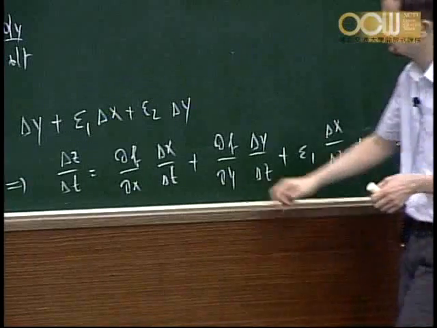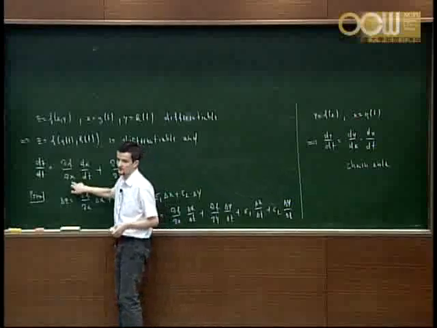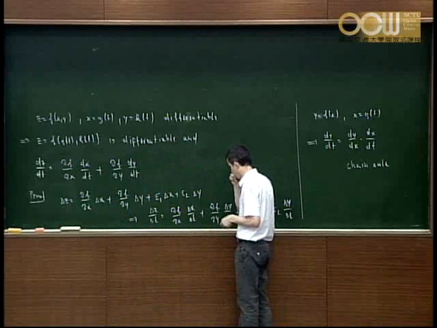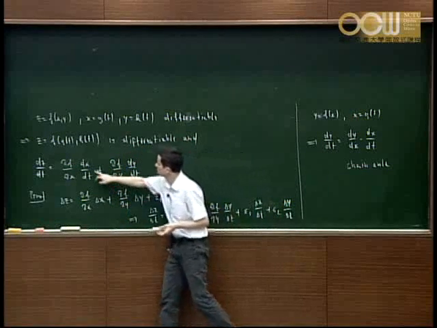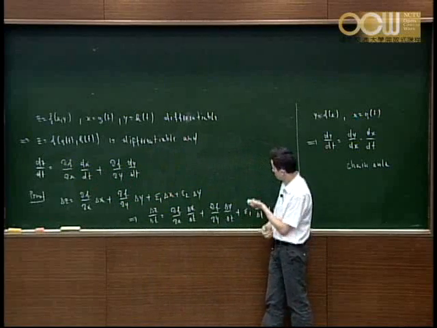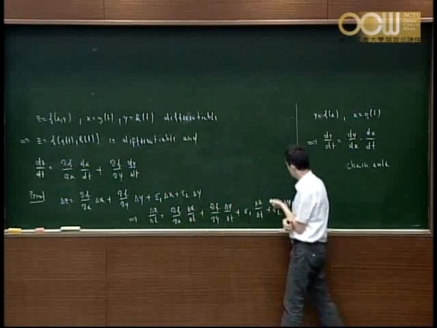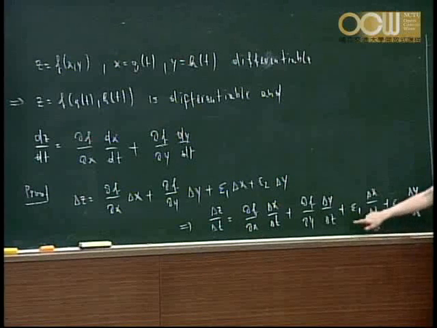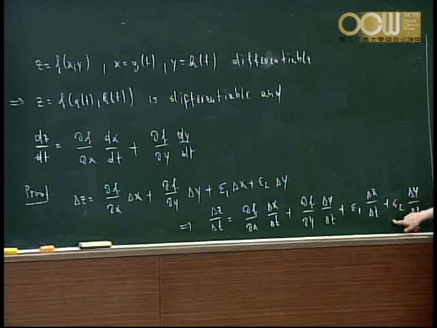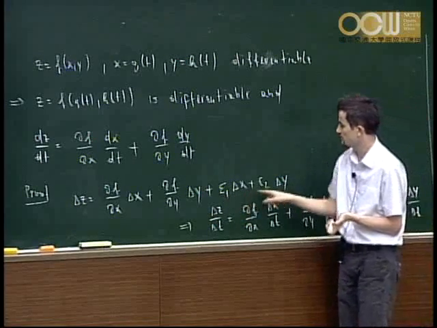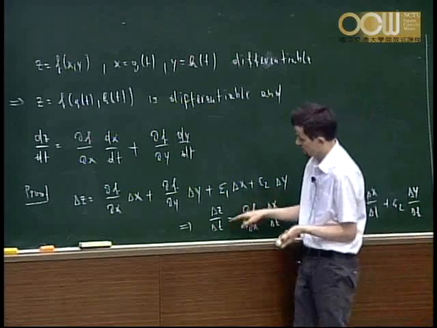If we let delta t tend to 0, as delta t tends to 0, delta x over delta t will tend to the derivative of x with respect to t, and delta y over delta t will tend also to the derivative of y with respect to t. The same holds for the epsilon terms' factors. So we just have to look at epsilon 1 and epsilon 2, because we know that as delta x and delta y tend to 0, epsilon 1 and epsilon 2 both tend to 0, but here we let delta t tend to 0.